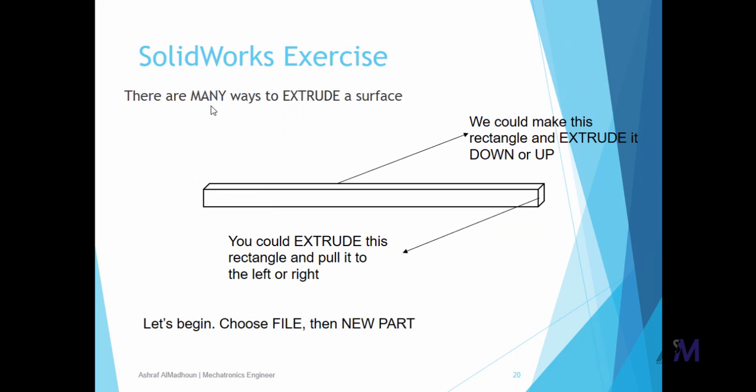There are many ways to extrude a surface. We could make this rectangle and extrude it down or up, or we can make this rectangle and put it to the left or right. So here we have two ways to extrude that and get the same shape that we can see here. Let's begin and create a new part.